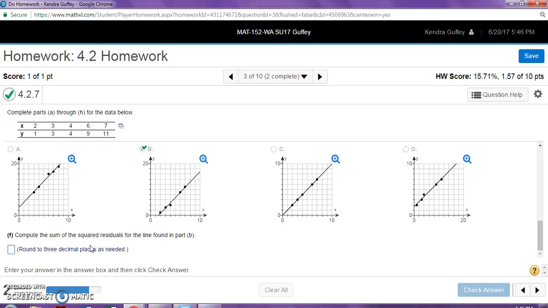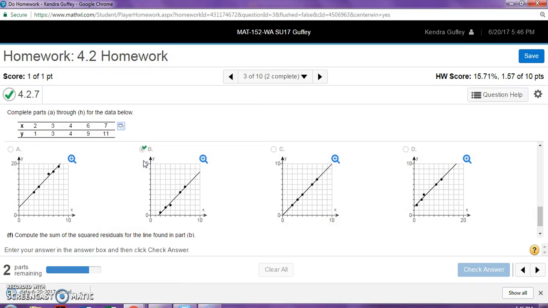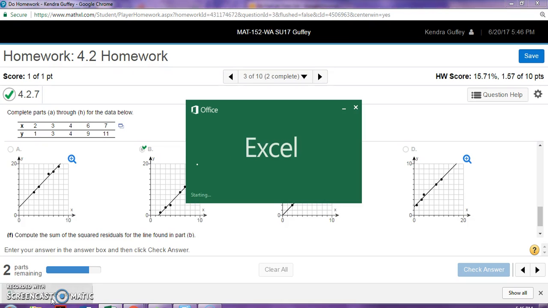Alright, so we want to compute the sum of the squared residuals for the line found in part B. This we cannot do in StatCrunch and have to do it by hand. I think it's easiest to do it in Excel, so let's do that. So what you want to do is click here and then click Open in Excel so that it copies over your data. And I'm going to open this up.